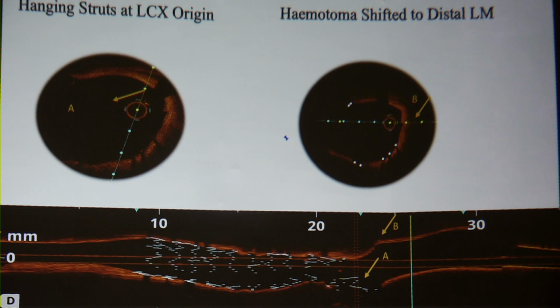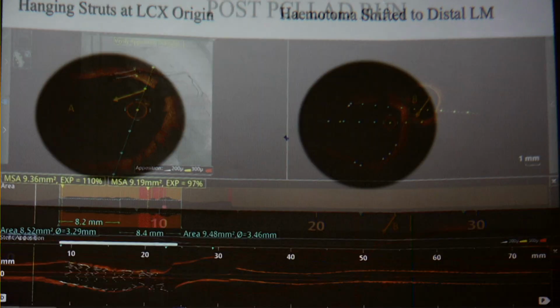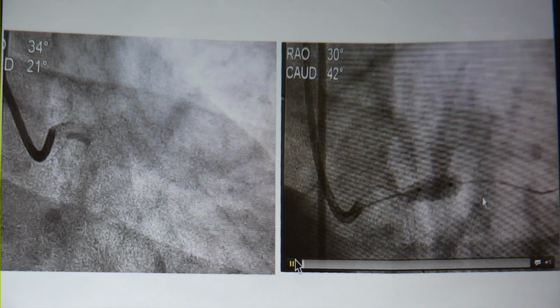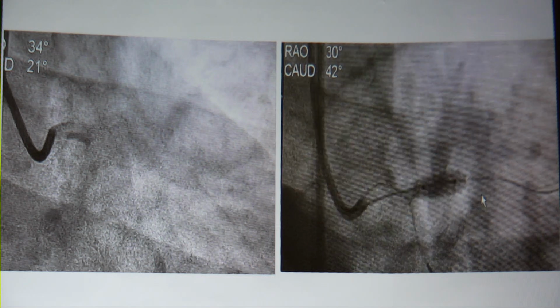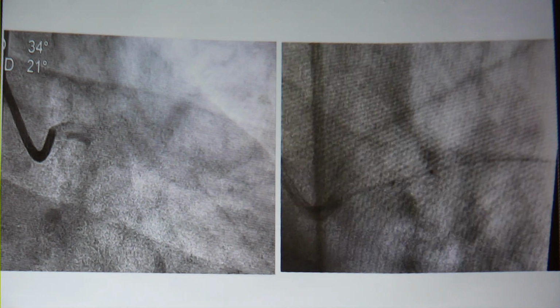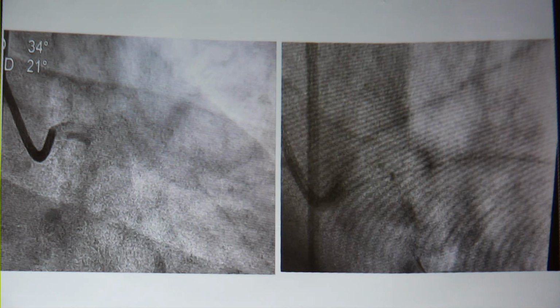Now the mass has already been created. I like to wait and watch. If all is sealed, I will allow the hematoma to get absorbed if both sides are sealed properly. If you go on working on it, there is a good chance that the hematoma can progress proximally, and if it progresses proximally further, it can extend inside the left main, or sometimes it can create a very major issue.